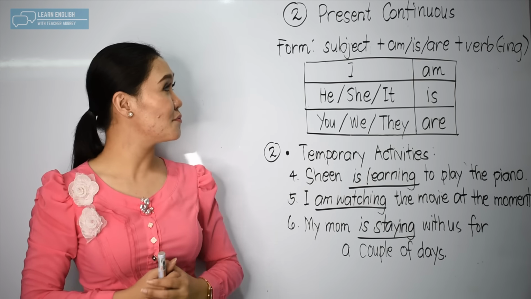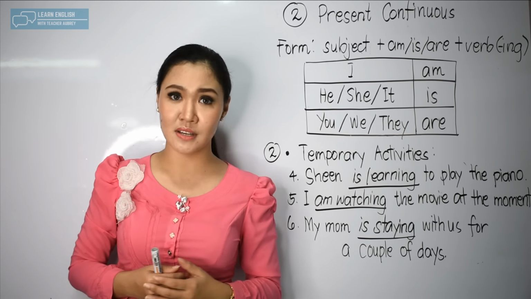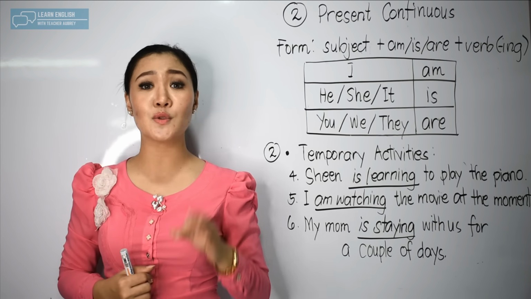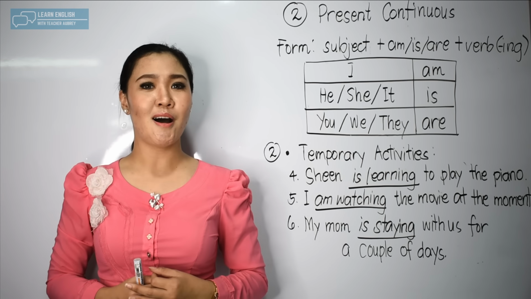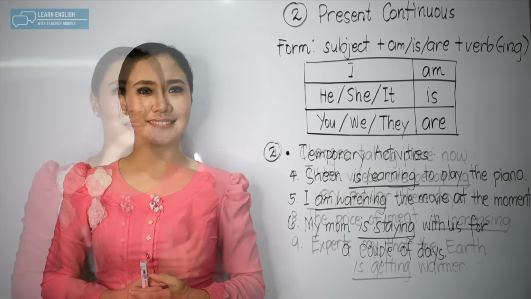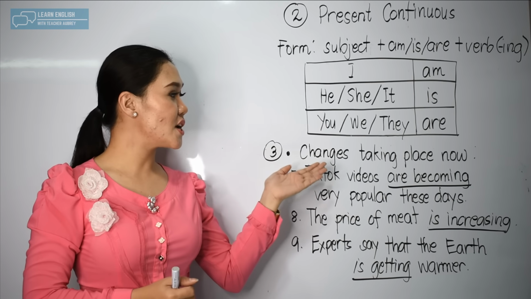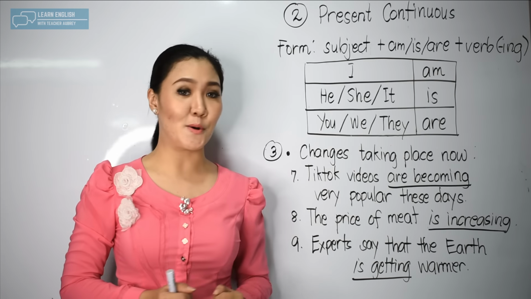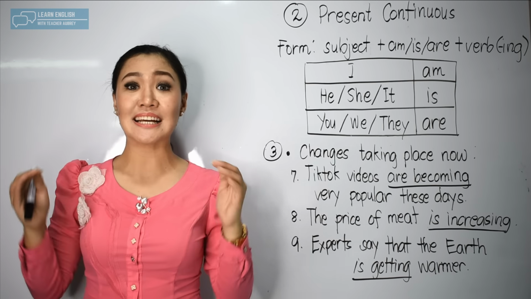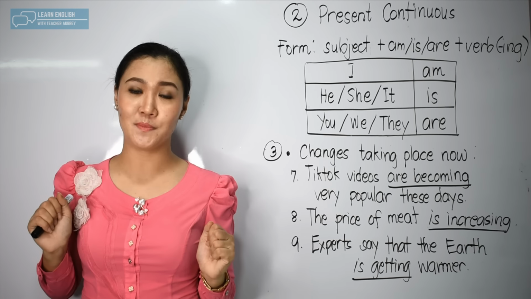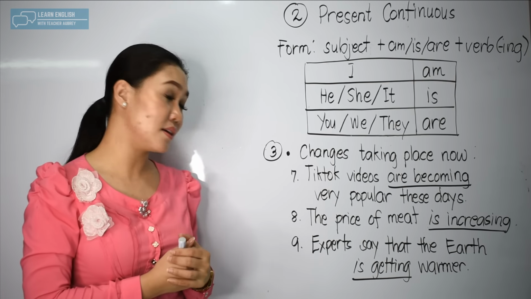The second use of present continuous is for temporary activities. And let's proceed to the last and third use of the present continuous. The third use of the present continuous is for changes taking place now o mga pagbabago na nangyayari ngayon mismo. Okay? Let's have the examples.